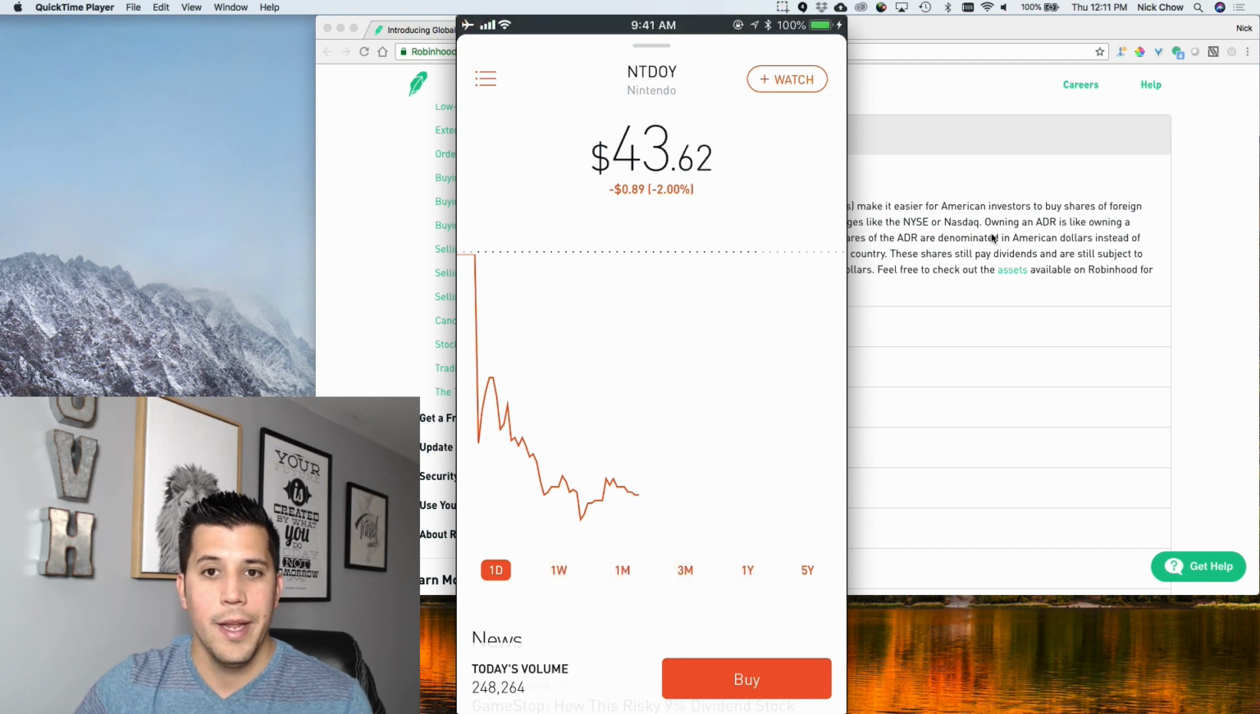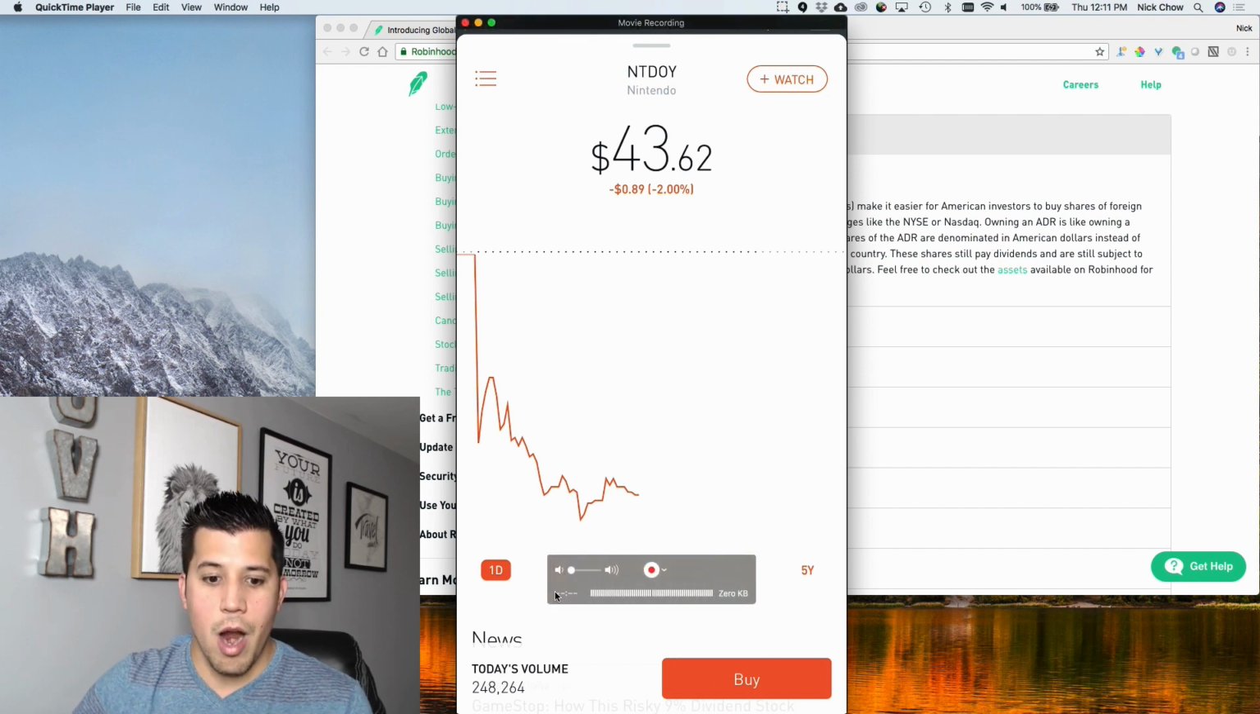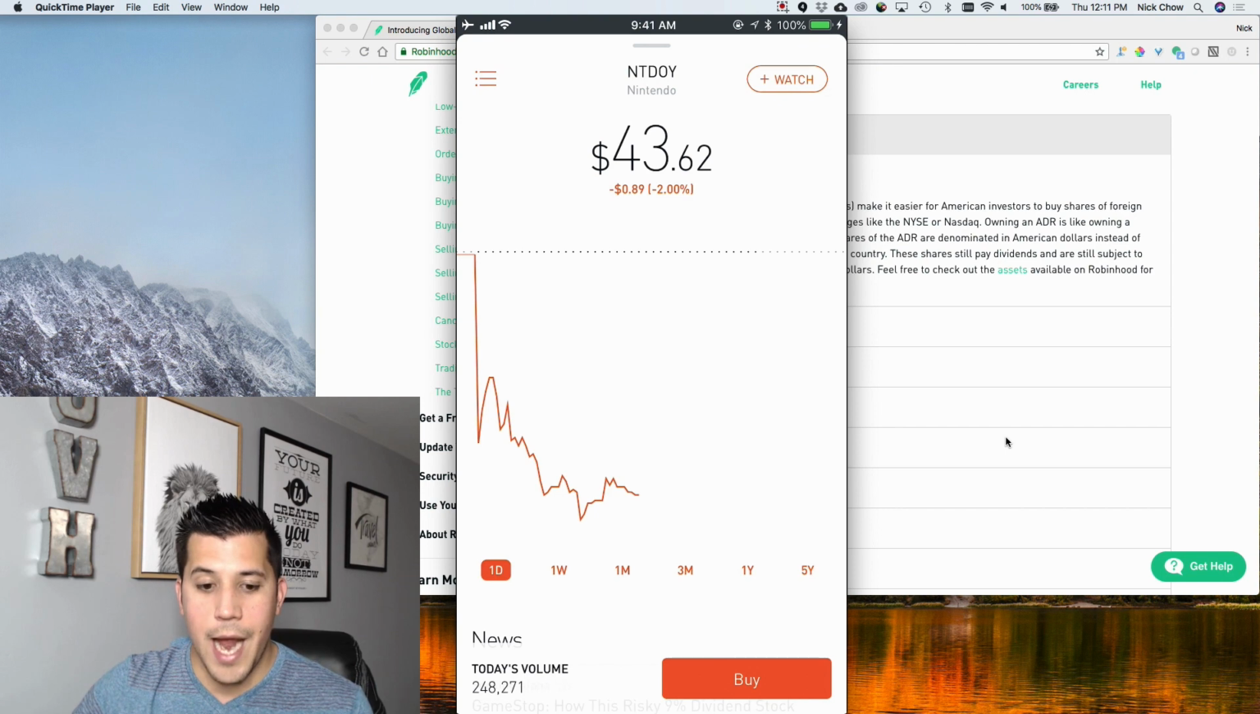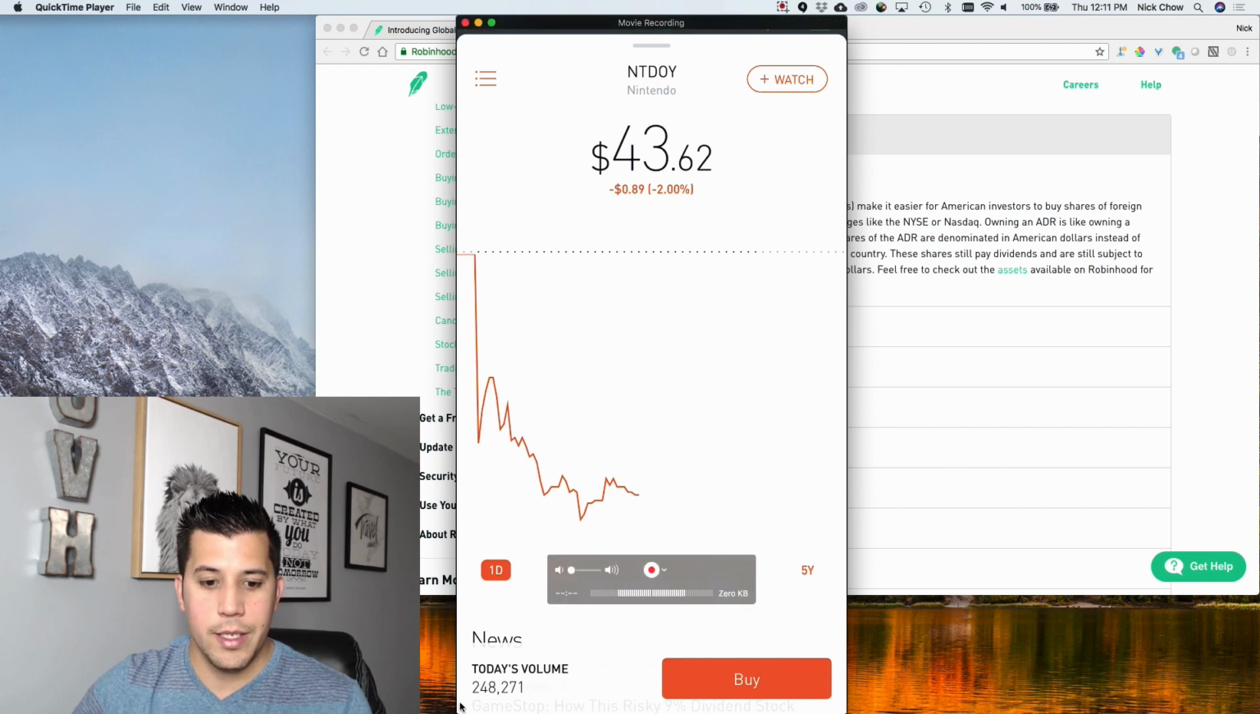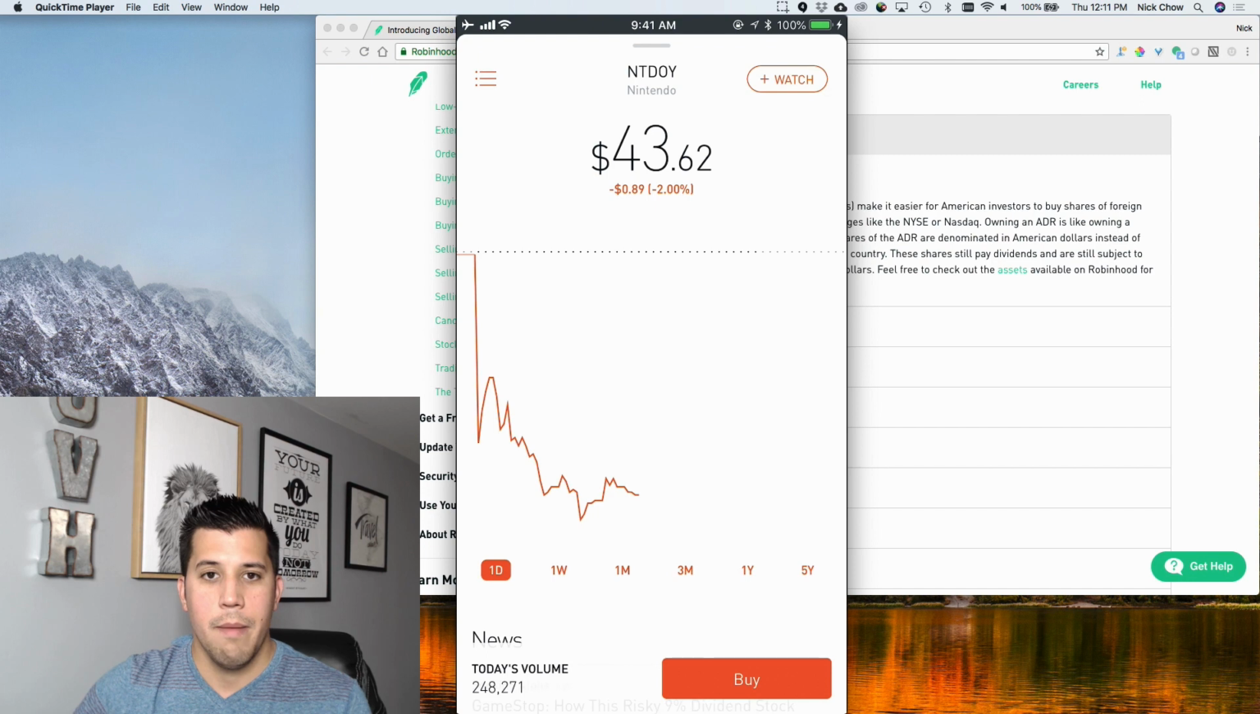Nintendo's a huge company, don't get me wrong, but these ADRs are a different product than the stock. So you're trading these, and today's volume on this product, so not the stock, this ADR, is 250,000. When stocks like Apple, Facebook, and all that are trading millions, tens of millions, or even more than 20 million a day sometimes on some of these stocks that we trade on the American exchanges. So I just want to show you that.